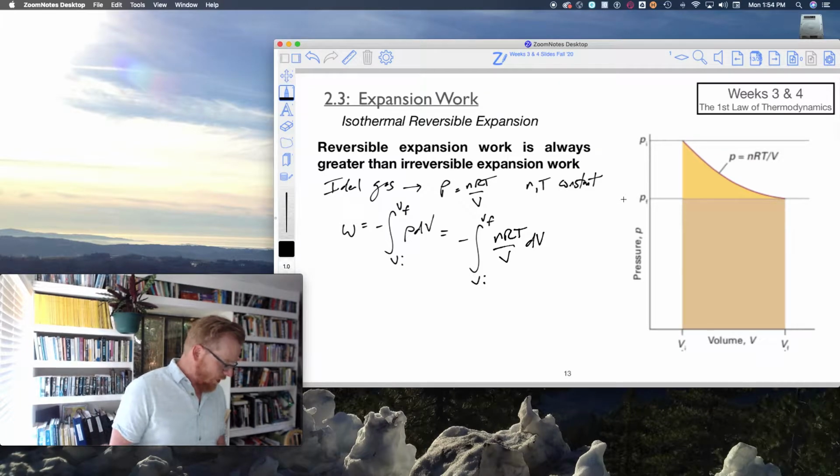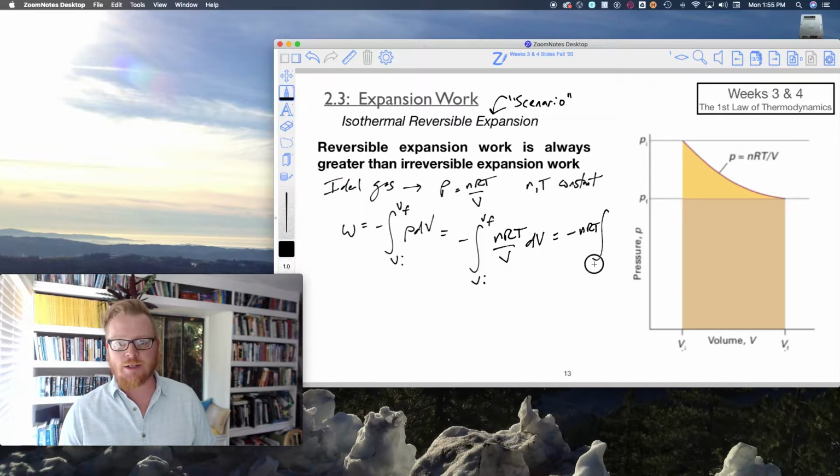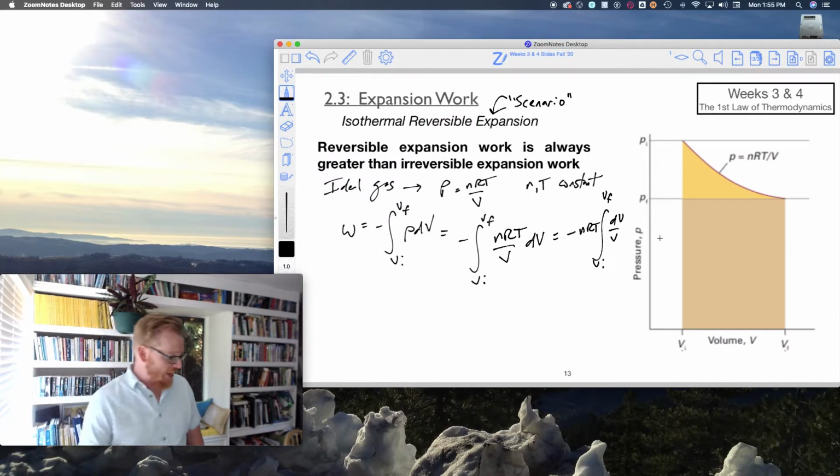Where now we should recognize that n, R, and T are all constants. Because for one, in this scenario, which is another one of these scenarios that I want you to be familiar with, isothermal reversible expansion, n and T are constant. So that means my integration is pretty straightforward: negative nRT times the integral of dV over V.